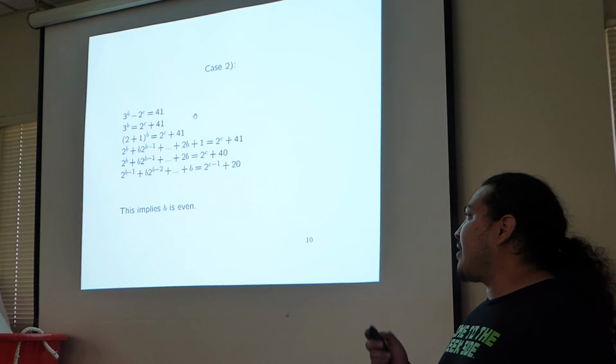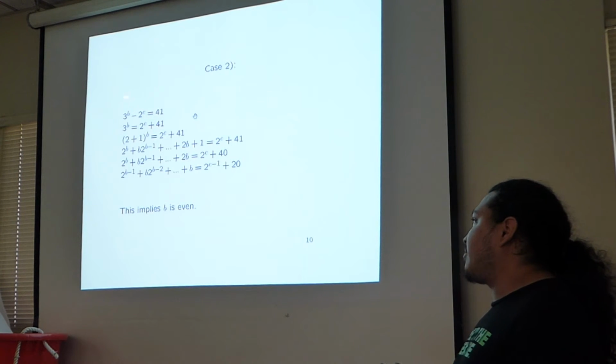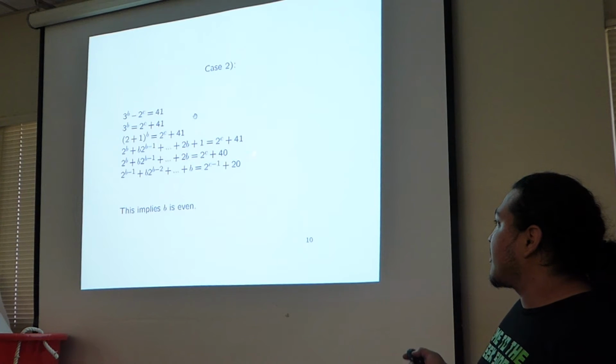And in case 2, we have a power of 3 minus a power of 2. And we do the same moves again. Move the 2 over, change the 3 to a 2 plus 1, and then we expand it out. Get rid of the 1s here. Right? And then we have an even over here, so we need an even over here after we divide out a 2. We get this even, and we need an even, so b is even.